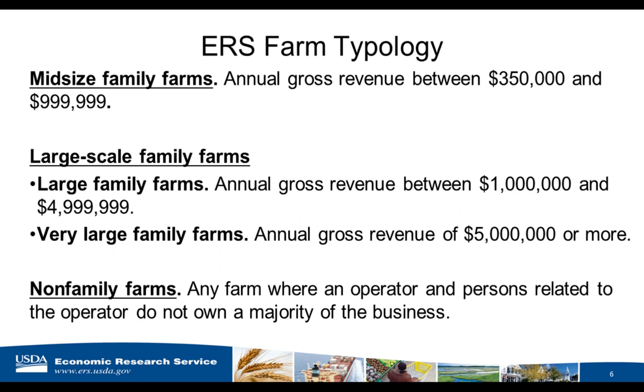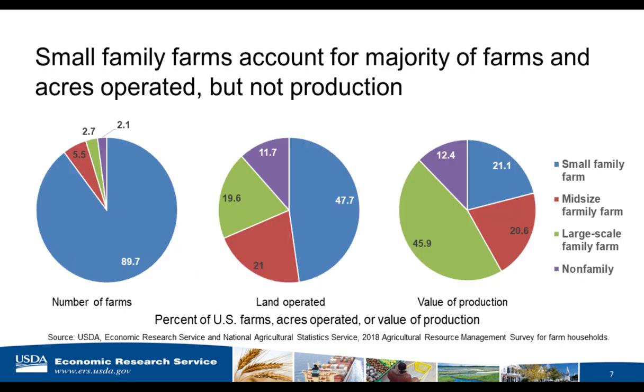In 2018, 15% of non-family farms had gross cash farm income of $1 million or more. So the majority of non-family farms are either small or mid-sized farms. With these definitions in mind, we will now look at the findings of the report. We'll start by looking at the distribution of farm count, land operated, and value of production using the farm typology.